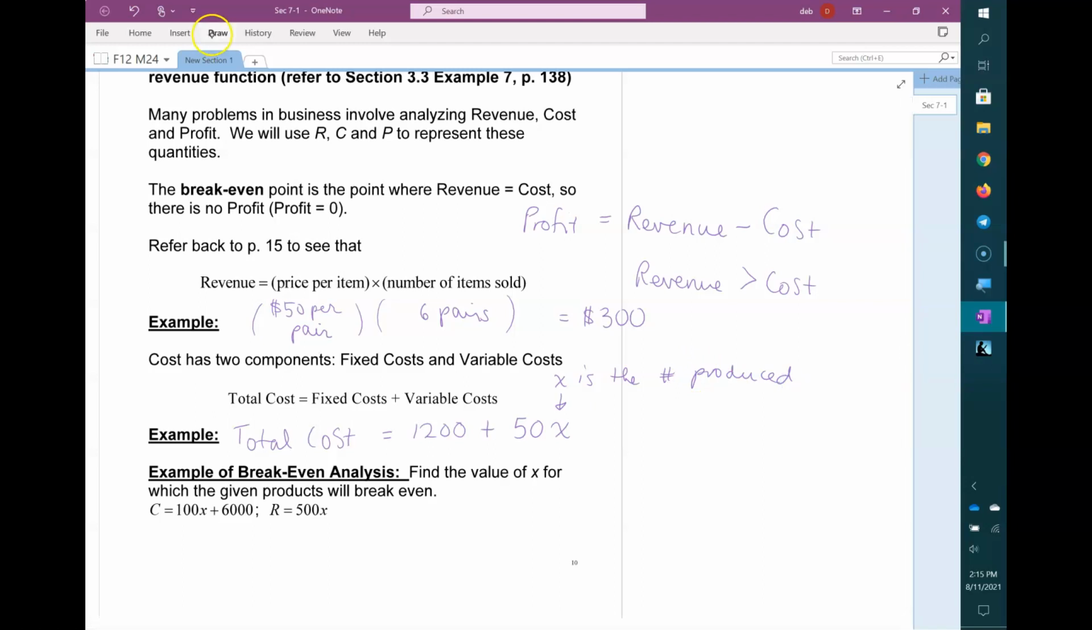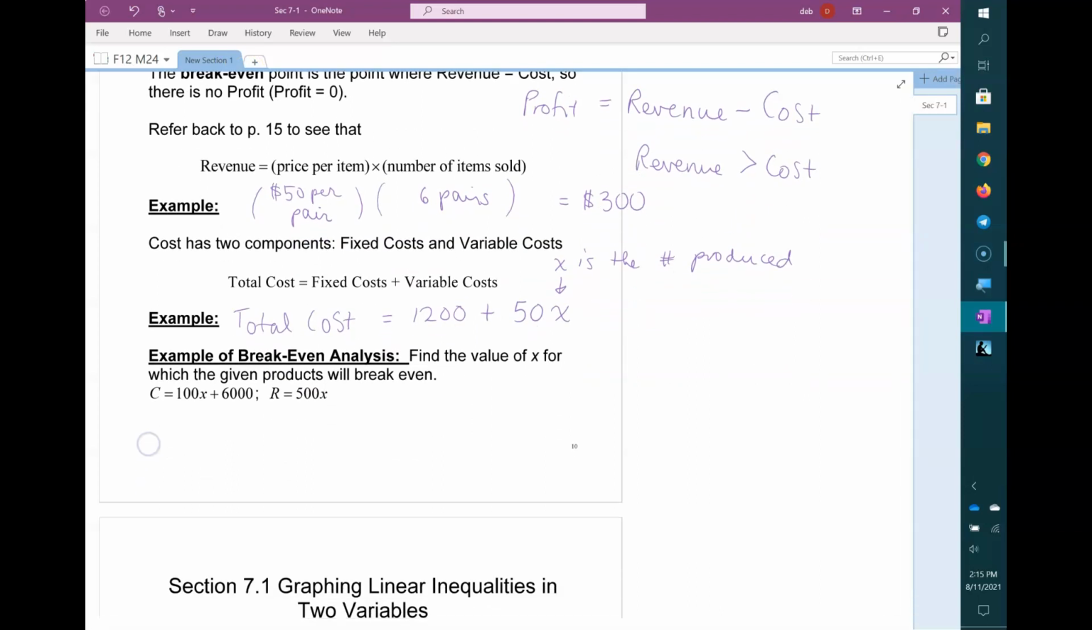Here's an example of a break-even analysis where we want to find the value of x for which the given products will break even. If you want to know when something happens in math, you write the math sentence that says it is happening and then solve for the value of x that makes it true. So if we want to know when cost equals revenue, or the break-even point, we write the math sentence that says the cost equals the revenue, and then we solve for the x value that makes that true.